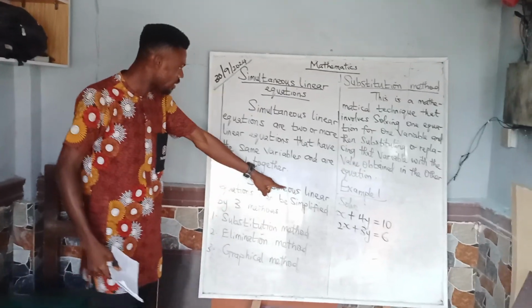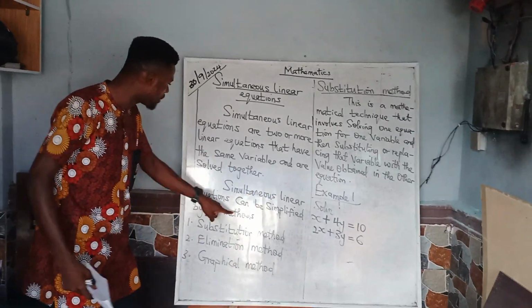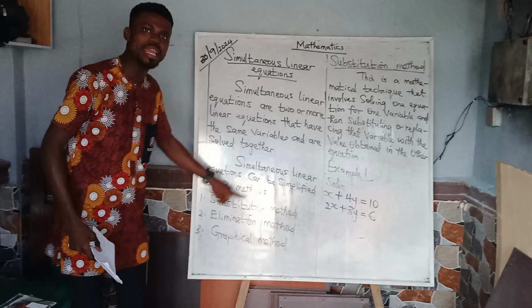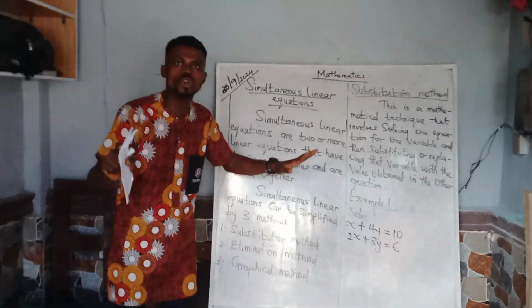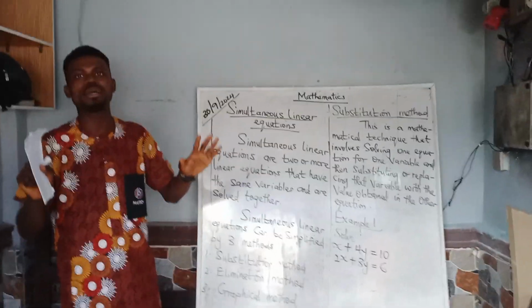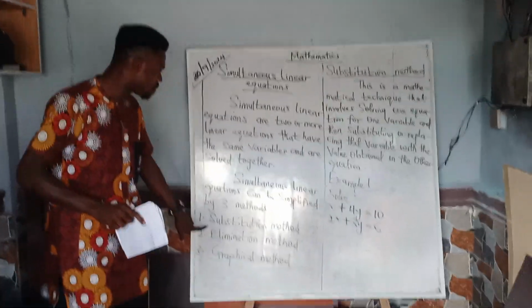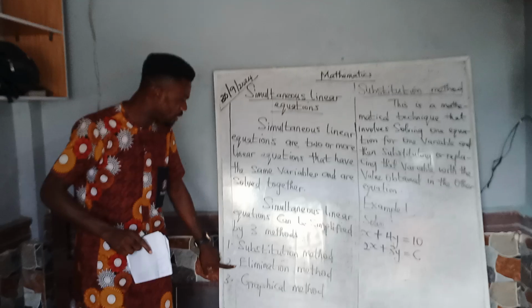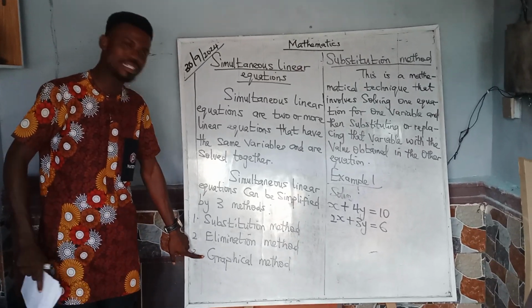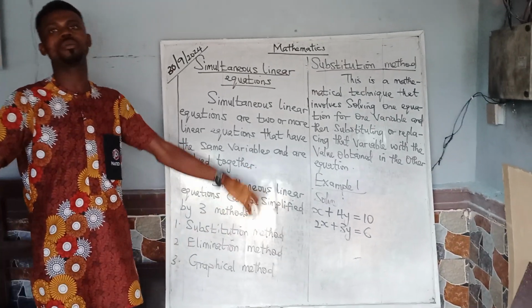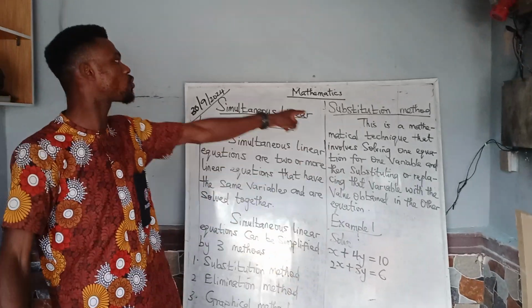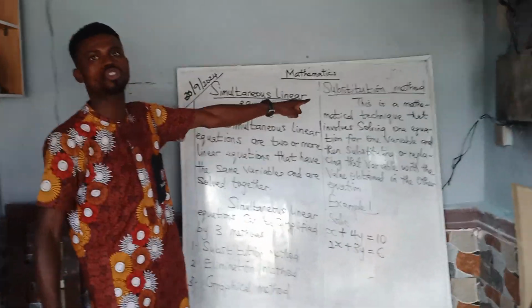Now look at this. Simultaneous linear equations can be solved by three methods. The first is the substitution method, the second is the elimination method, and the third is the graphical method. For the purpose of this class, we'll be looking at the first one today, the substitution method.